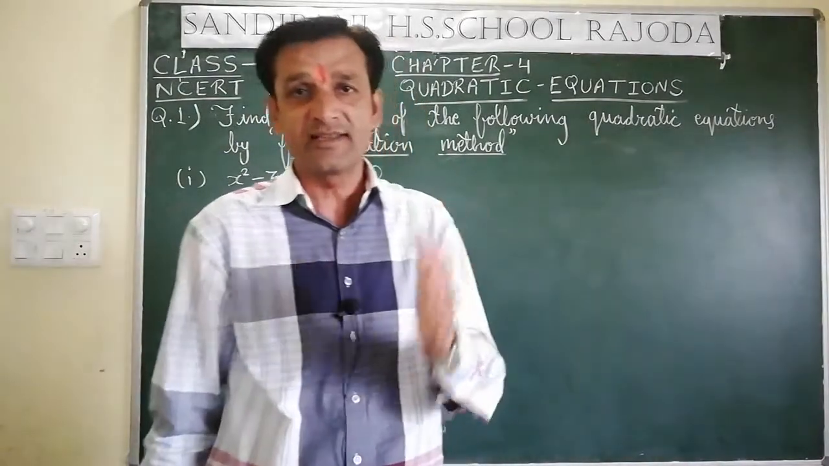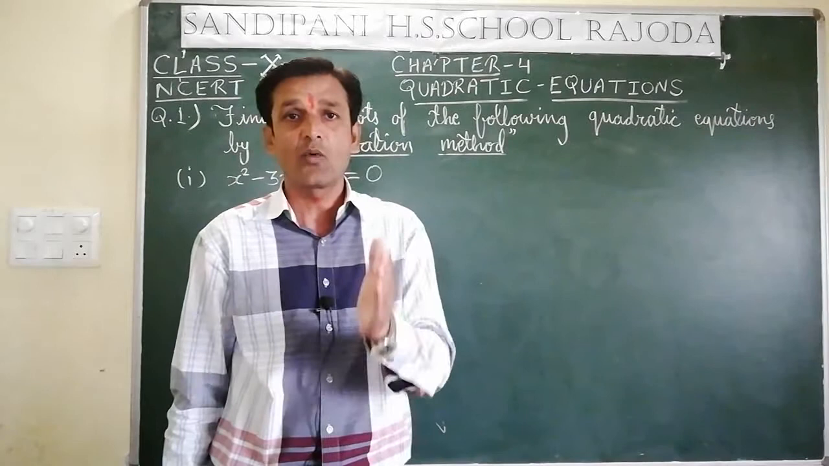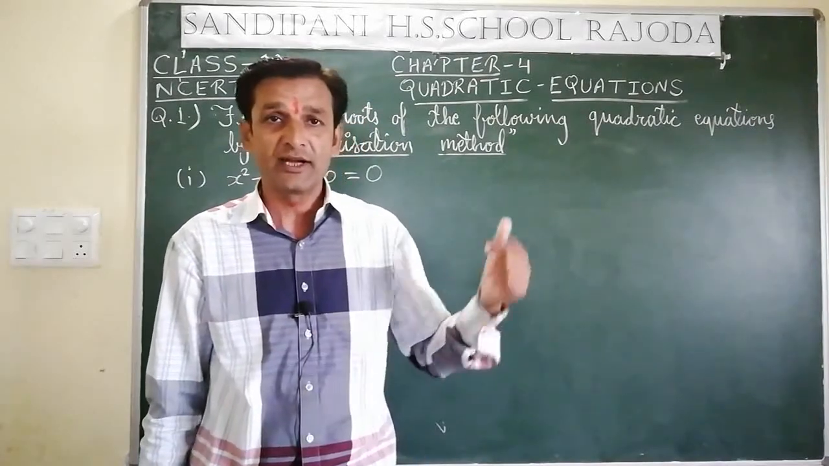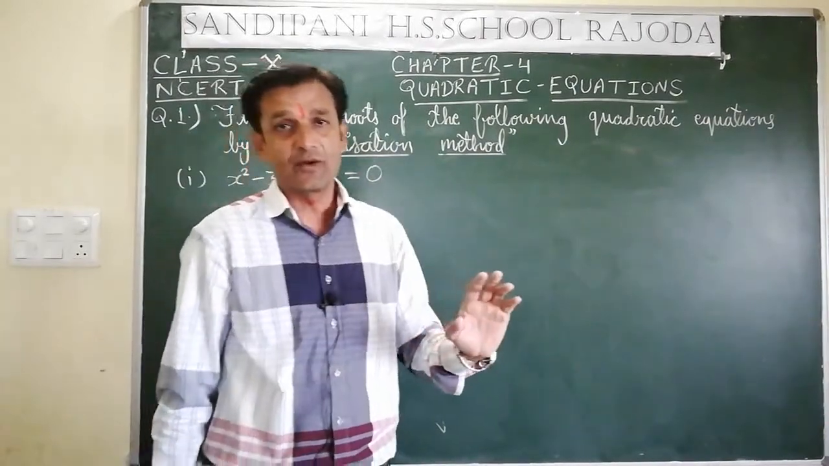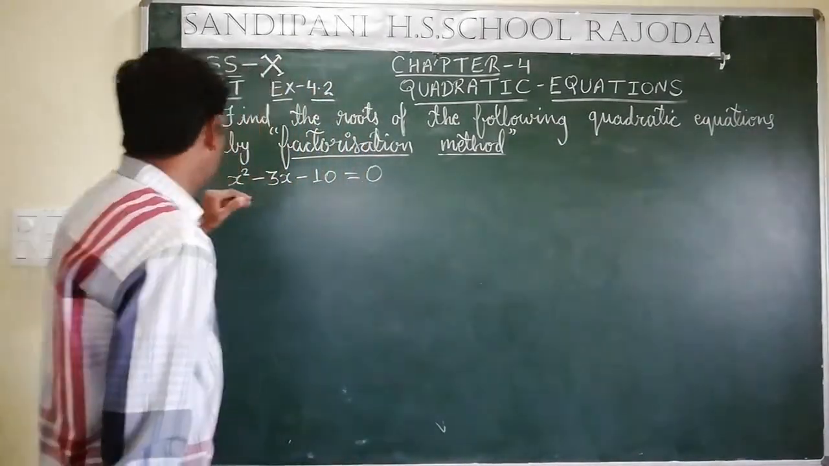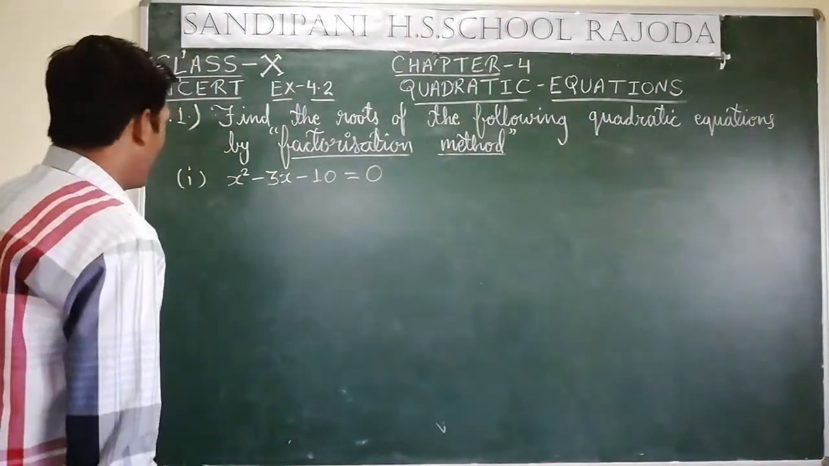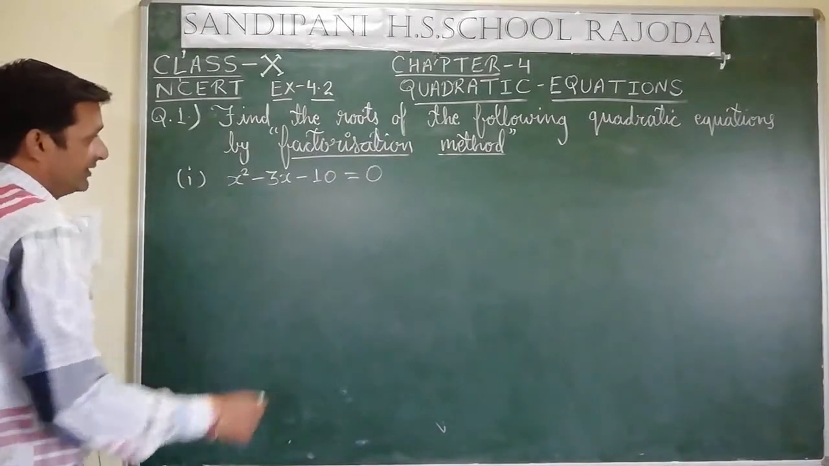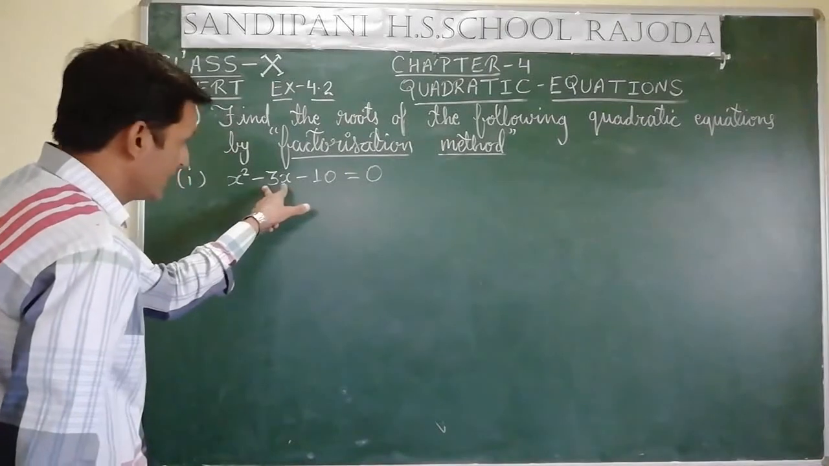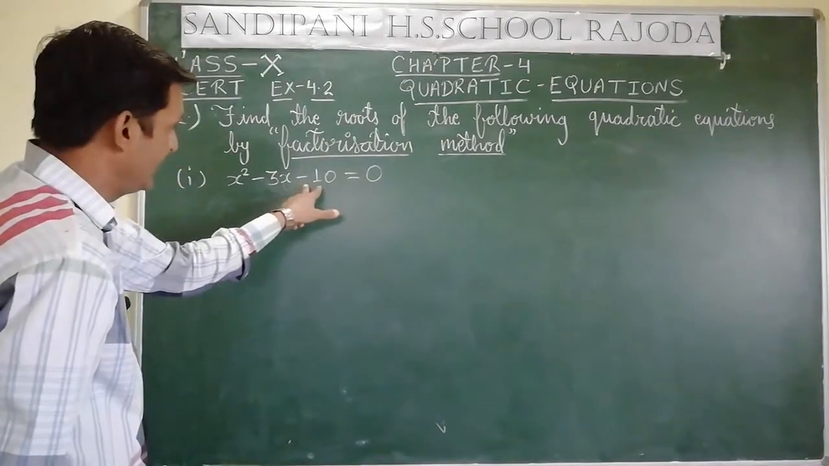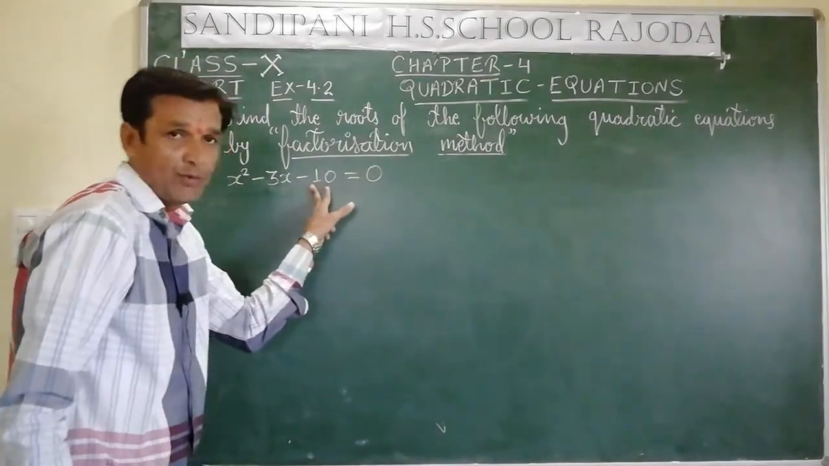I want to tell you once again, I have already expressed it: when we were determining the quadratic formula, I told you that the two values of x are also called roots of the equation. Those roots we are finding. So x square minus 3x minus 10 is equal to 0 is our equation. Now we have to make it in such a manner that the sum of the two values is equal to minus 3, and the product of those two values will be equal to minus 10.